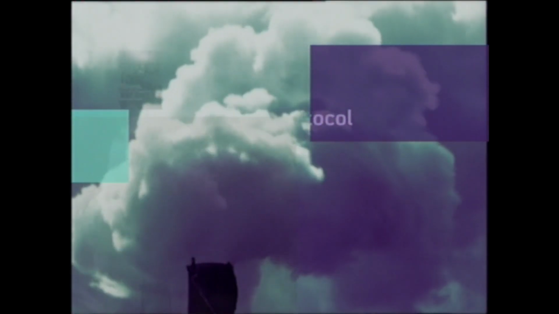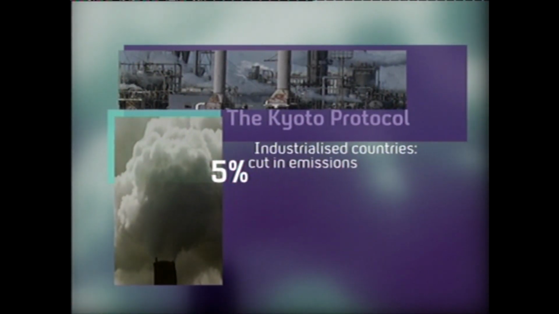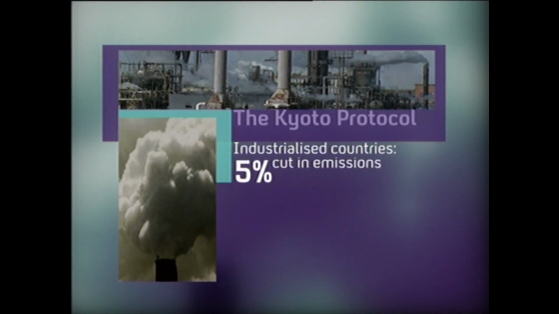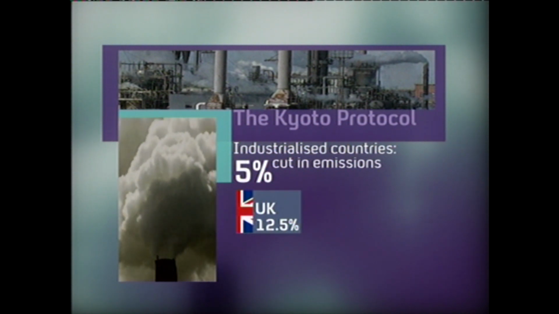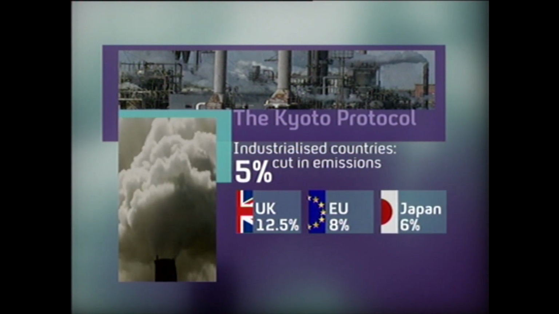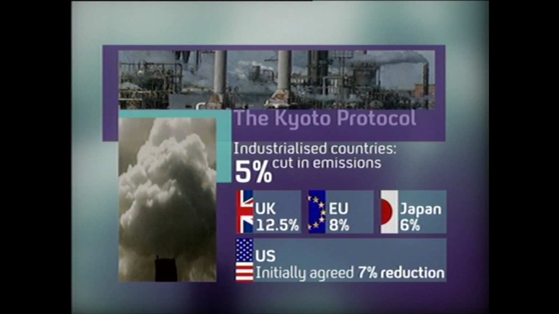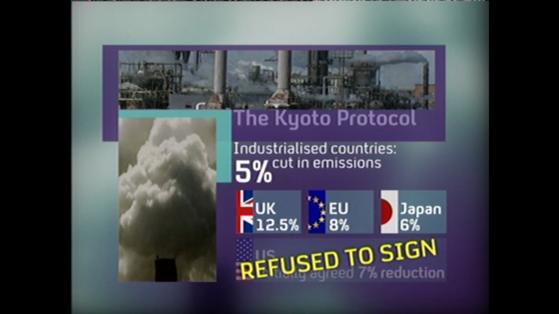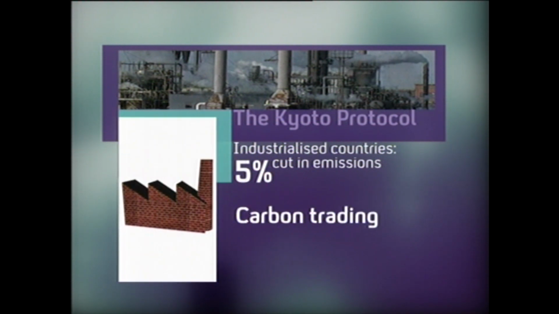The 35 industrialised countries that have signed up are legally bound to cut their greenhouse gases by at least 5% from their 1990 level by 2012. Britain has agreed to go further with a 12.5% reduction, while the European Union has set a target of 8% and Japan is aiming for 6%. America initially agreed to a 7% reduction, but President Bush has subsequently refused to sign the protocol. A system of carbon trading has also been set up, allowing countries to reach their targets by effectively paying other countries to emit less carbon.